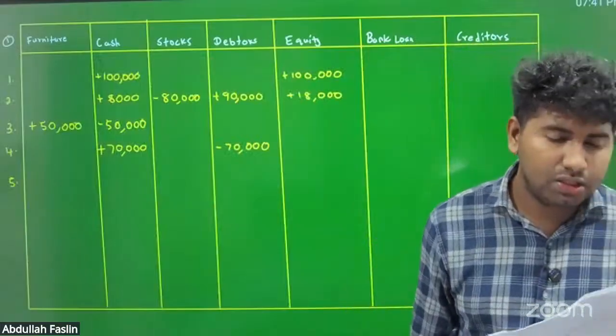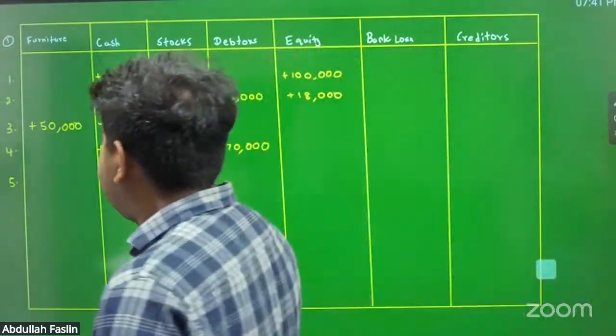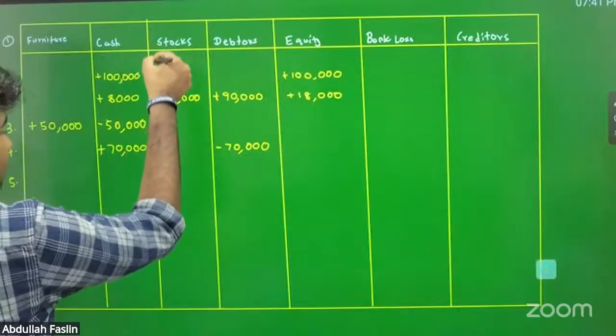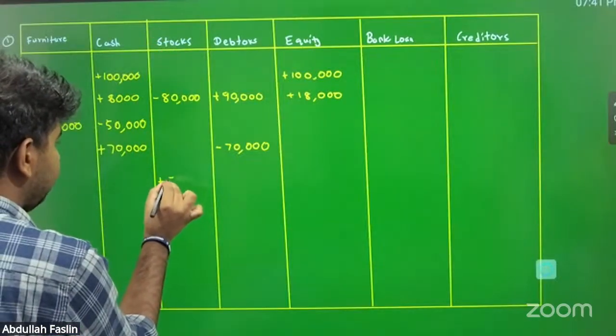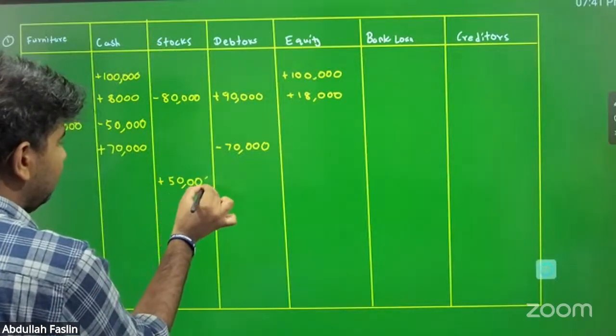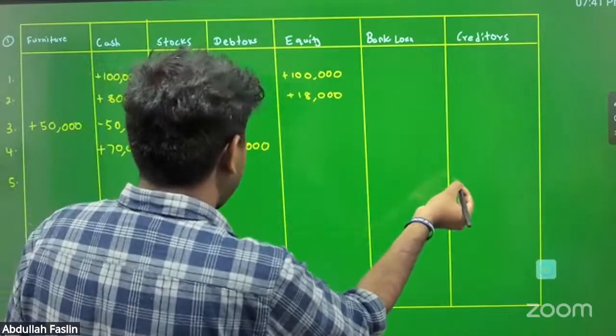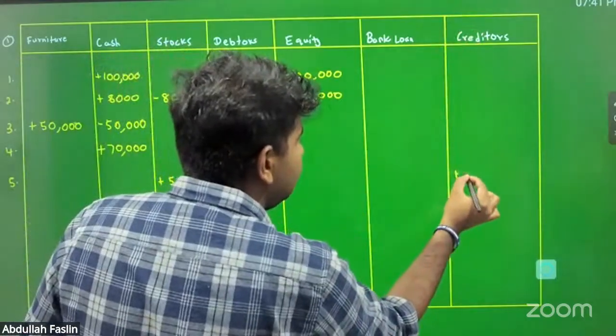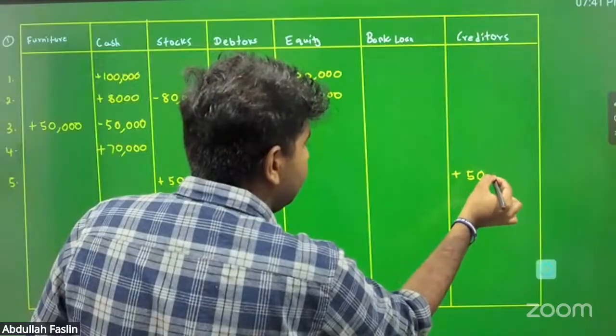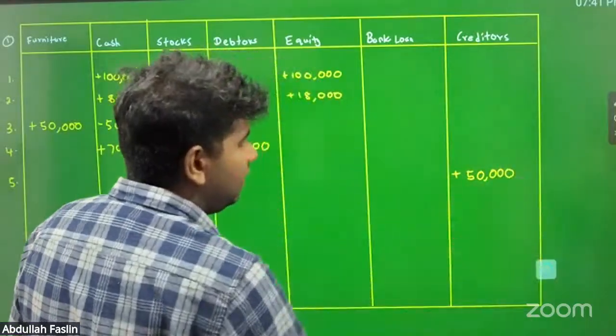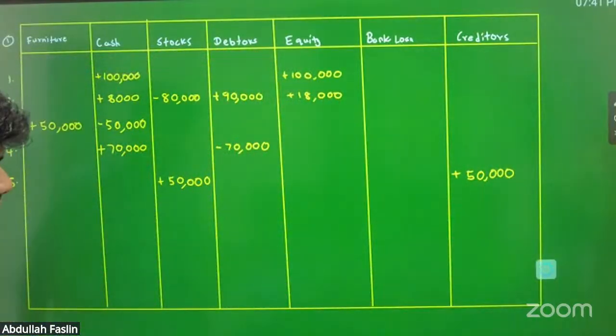Purchase 50,000 cost of goods on credit. You are purchasing 50,000 worth of stocks, but not on cash. Your creditors will increase. Since you don't have money now, you are purchasing 50,000 worth of items on credit. Therefore, stocks plus 50, creditors plus 50.